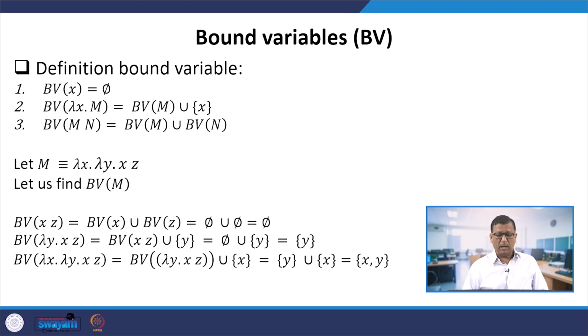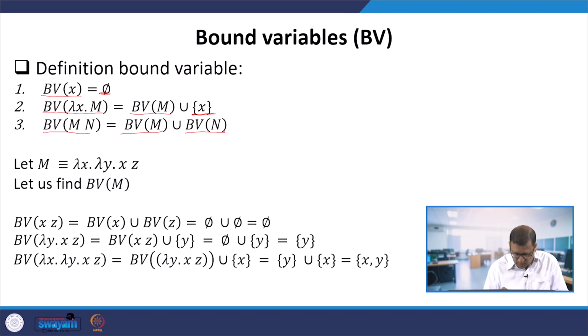In like manner, we can also discuss bound variables. The definition would be very similar. Again we have to consider three cases. The bound variable of x: x is free, so it is not bound, so we write an empty set. Now the bound variable of lambda x dot M: x will be bound, so we have to take the union. Bound variable of M union the singleton x. Bound variable of MN will be bound variable of M union bound variable of N.